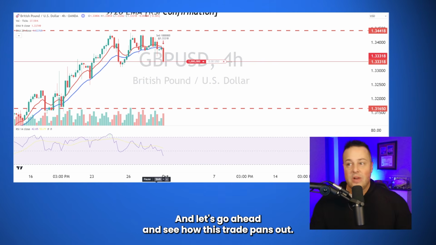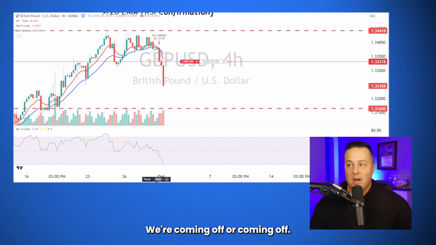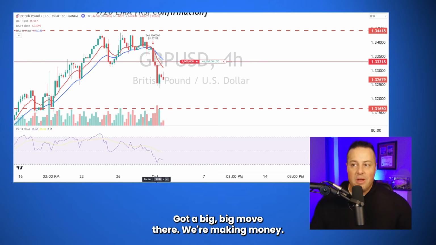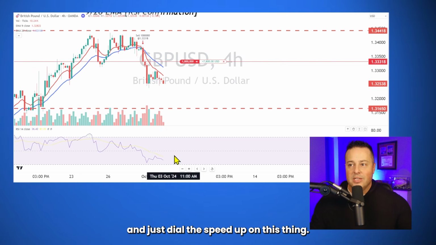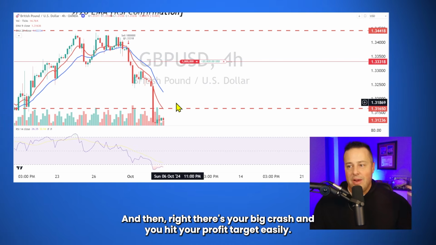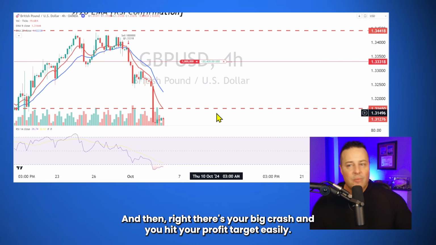And let's go ahead and see how this trade pans out. We're coming off. Got a big move there. We're making money. Now we're crossing back over. Let's go ahead and see if we can get a resolution and just dial this speed up on this thing. And then right there's your big crash, and you would hit your profit target easily.